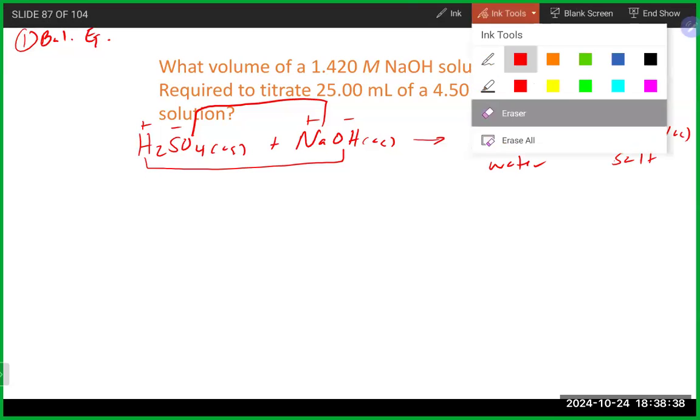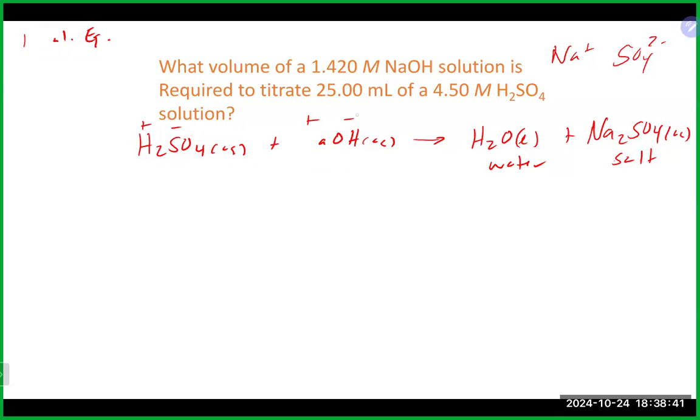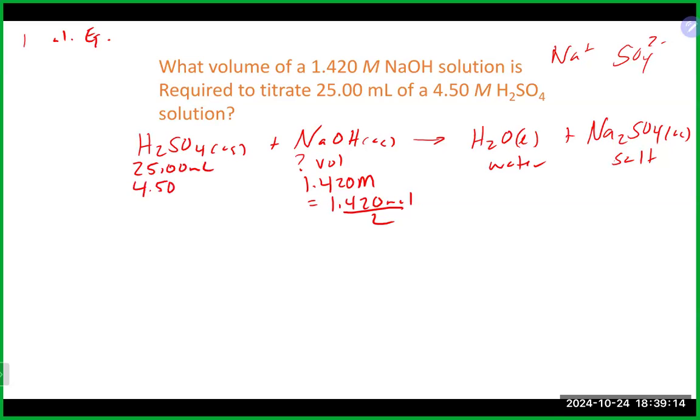So once we have the equation, we can look at it and see what type of stoichiometry problem we've got going on. I erased the N there, so I'll put my N back in. If we pull out the information here, we're looking for the volume of sodium hydroxide. We do know the molarity of it, which is 1.42 molar, and that again is the same as 1.42 moles per liter. For the sulfuric acid, we know the volume, 25 milliliters. We know the molarity of 4.5 molar, which again is 4.5 moles per liter.